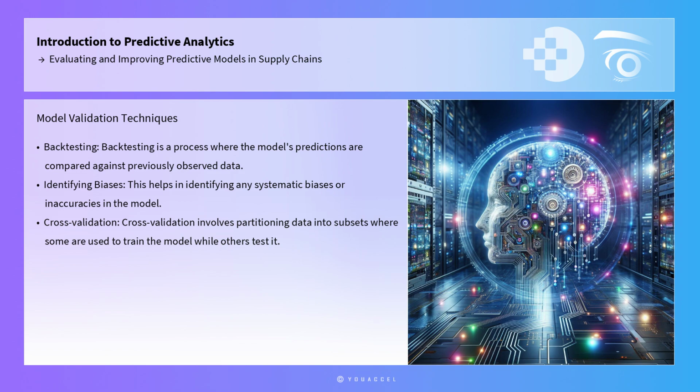Cross-validation, another critical method, involves partitioning data into subsets where some are used to train the model while others test it. This technique ensures the model's robustness and ability to generalize across different datasets.